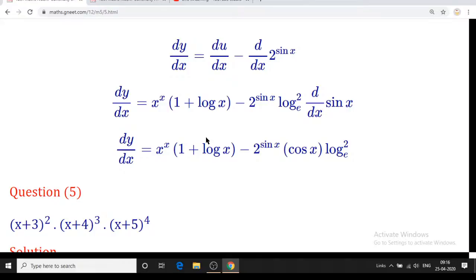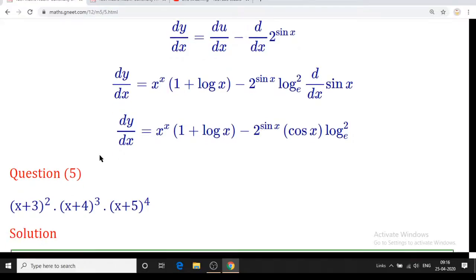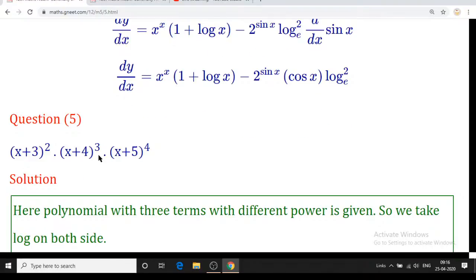So I think it's clear. We'll go with the next sum, that is question 5. Here I'm not going to solve the entire sum, I will just give the hint. Or here, okay, we'll solve this because it requires simplification. Now what is given? x plus 3 squared, x plus 4 cubed, x plus 5 raised to 4. You can use u, v, w, but taking u, v, w will be more complicated because when we go for the derivative, it will create many more problems.